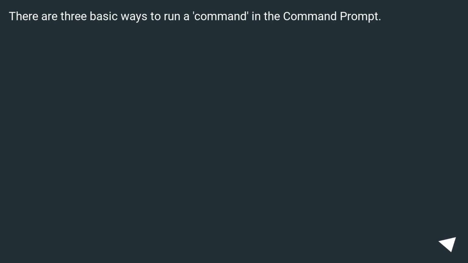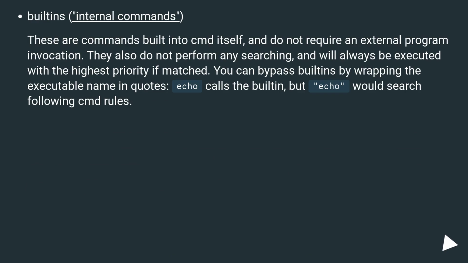There are 3 basic ways to run a command in the command prompt. Built-ins, internal commands. These are commands built into CMD itself, and do not require an external program invocation. They also do not perform any searching, and will always be executed with the highest priority if matched. You can bypass built-ins by wrapping the executable name in quotes. Echo calls the built-in, but "echo" would search following CMD rules.